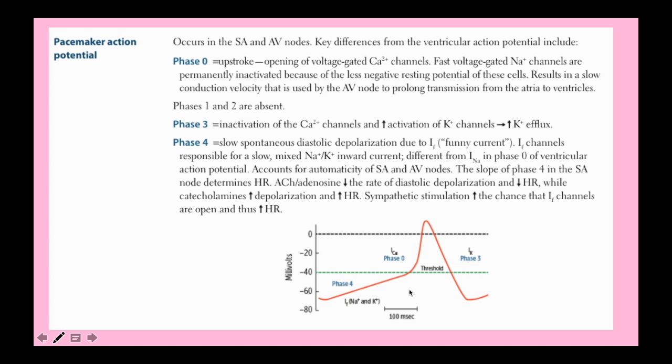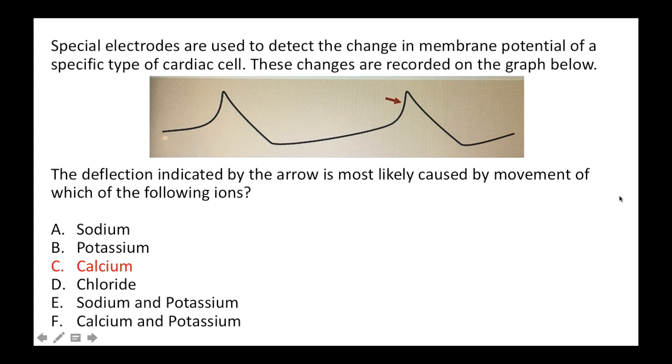Because, let's just see if I have the picture here. What's happening in phase 0 is primarily calcium. We have our opening of our voltage-gated calcium channels. We do not have our fast sodium channels. The only time we have sodium in our pacemaker action potential is with our funny current. And that's sodium with potassium. It's not by itself. We don't have these guys at all. Make sense? Yep. Any other questions about these guys?